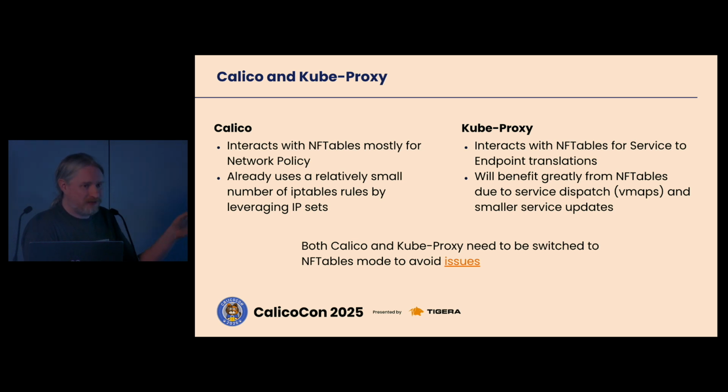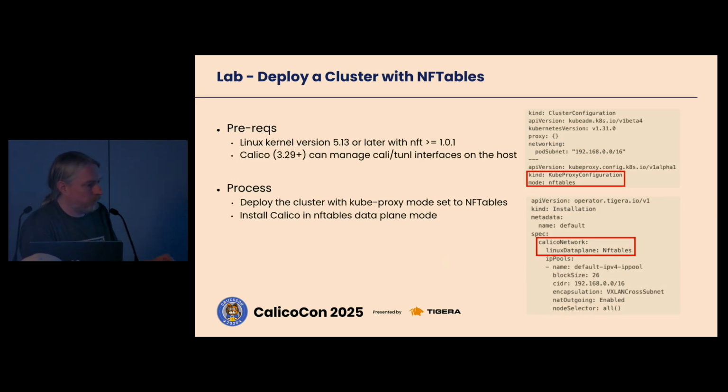Calico is already pretty efficient. Even in iptables mode, the length of chains is really reduced by using IP sets, so when we move over to nftables, there is a bit of a performance win, but like I said, it's already pretty efficient in iptables. Kube-proxy is really going to benefit from this. Having said that, both need to be set to nftables, right? There's an issue I've linked that explains what happens when they're not both set to nftables, but that's just a rule of thumb. Set Kube-proxy to nftables, set Calico to nftables, you're good to go.